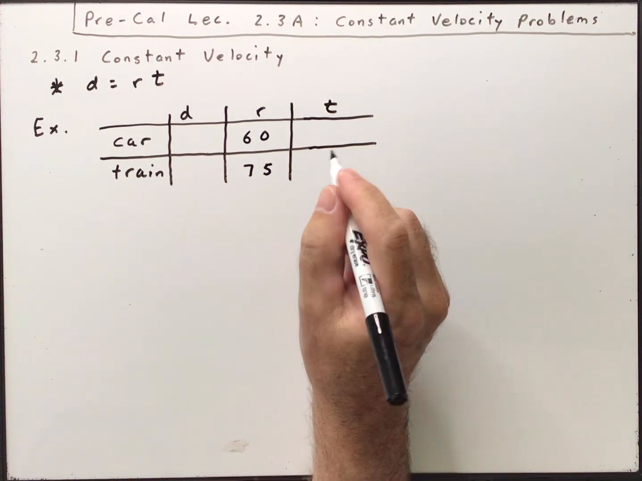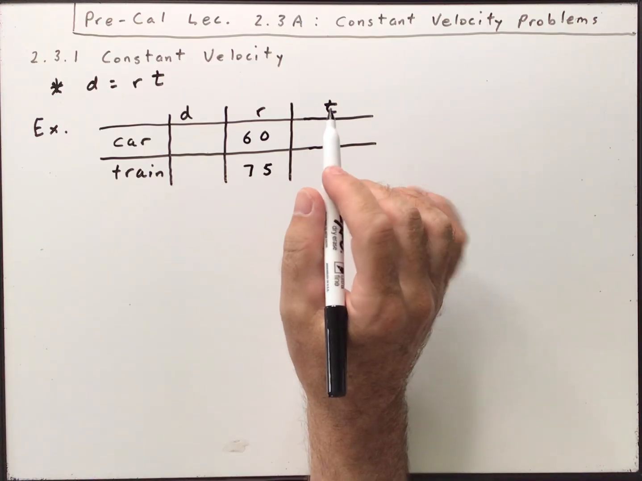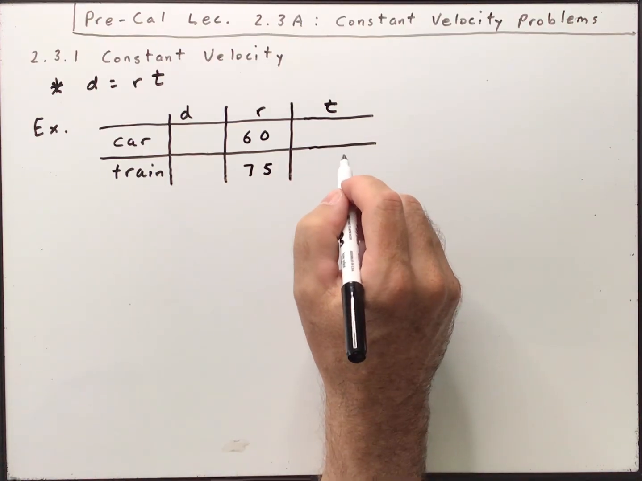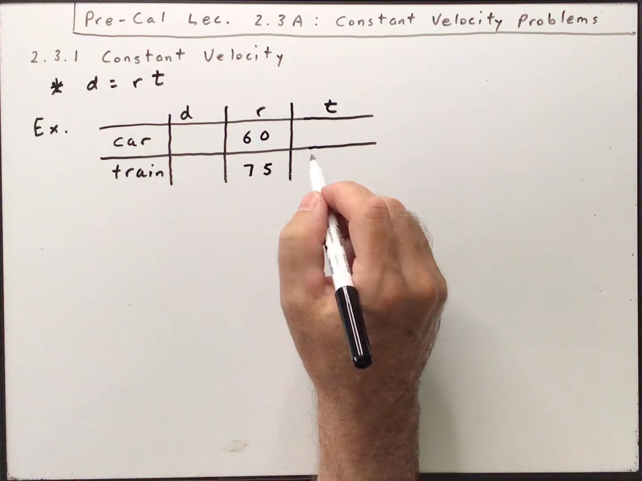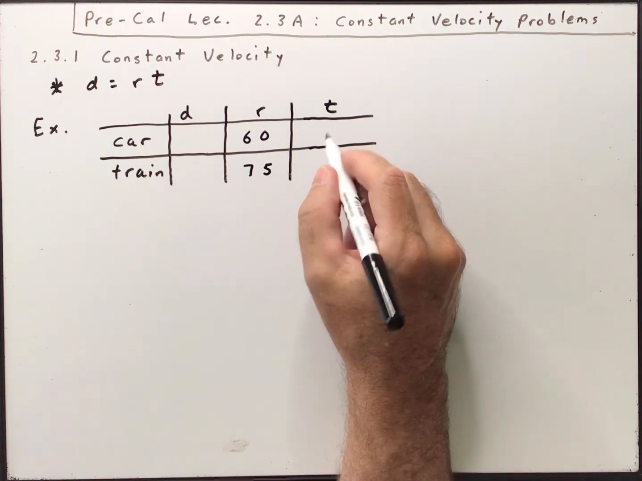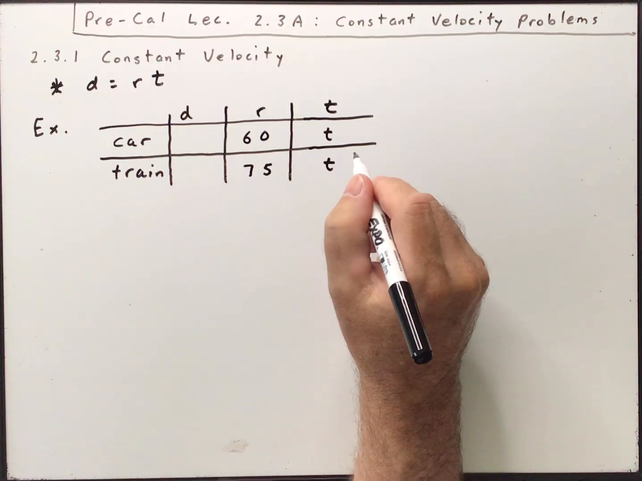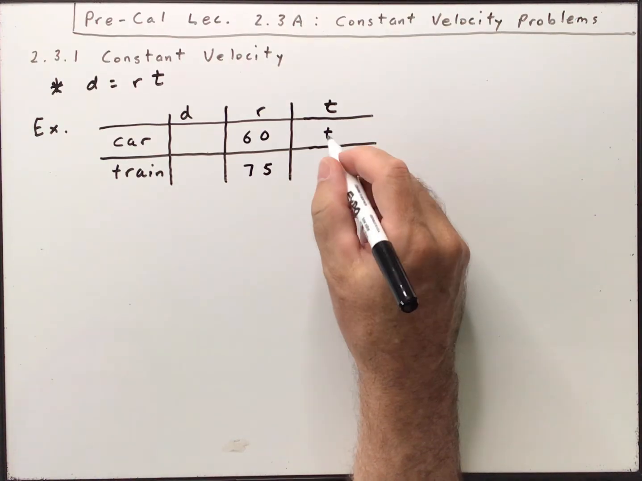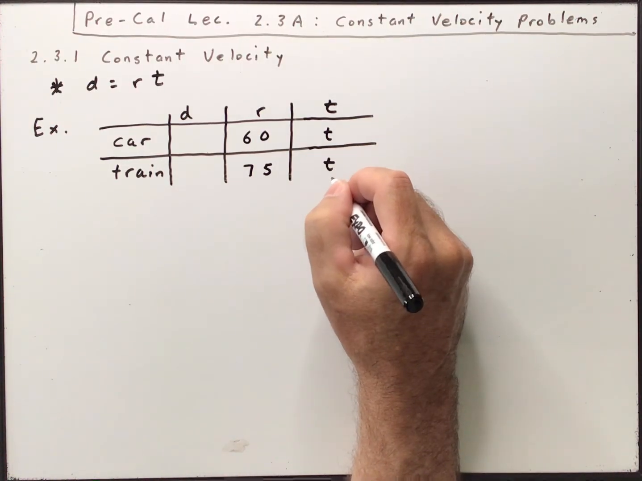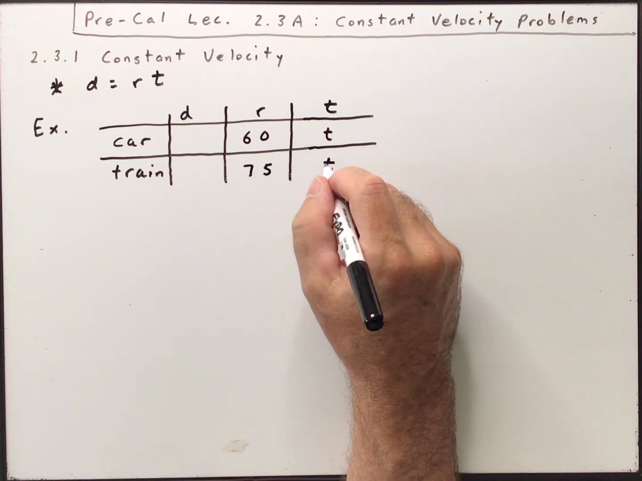Now, are the times different? Well, the car and the train are both just traveling along. One didn't start later than another started, so we know that the time is going to be the same for both of them. It's not like our first example where one started an hour later than the other. They're just riding alongside, and the train pulls ahead.